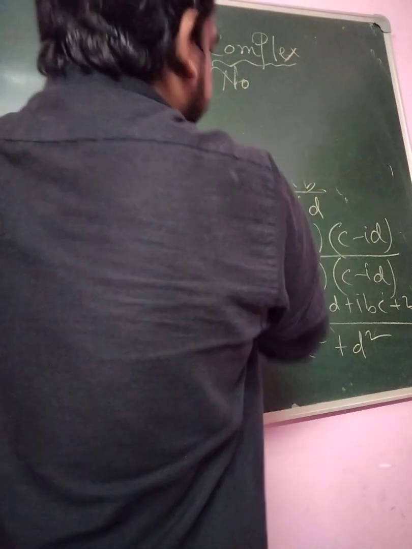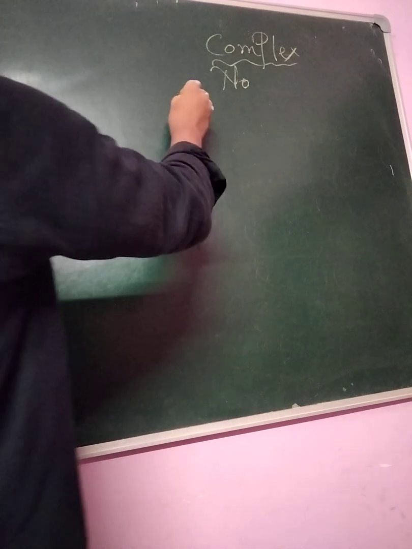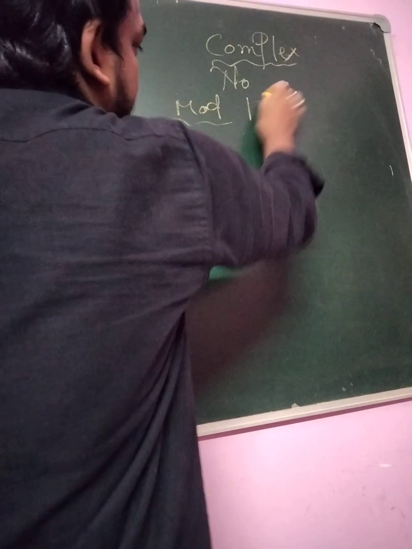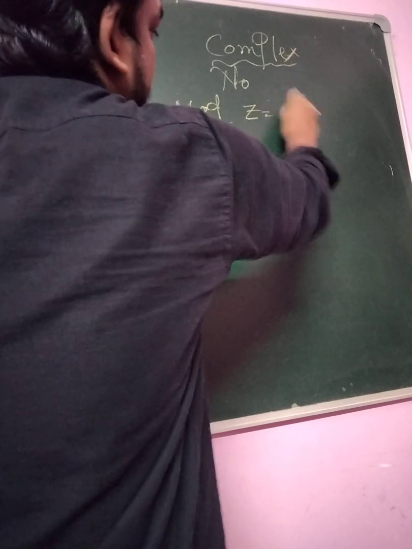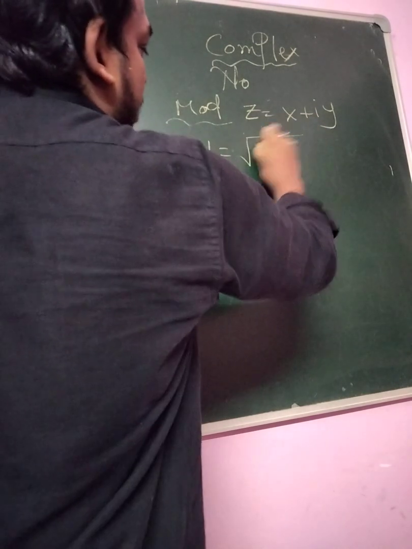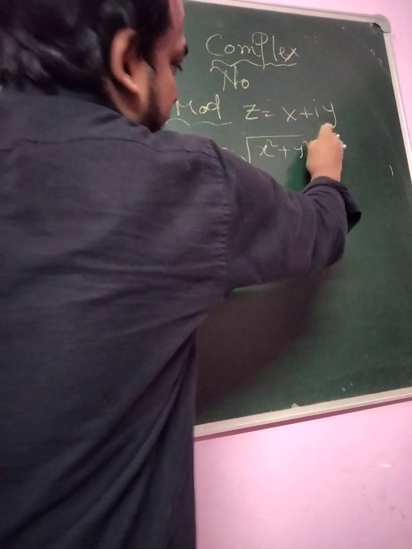Next, here we define two terms. First is modulus, mod Z. Suppose Z is a complex number which is x plus iota y. Now what is mod Z? Mod Z is the root of x square plus y square.